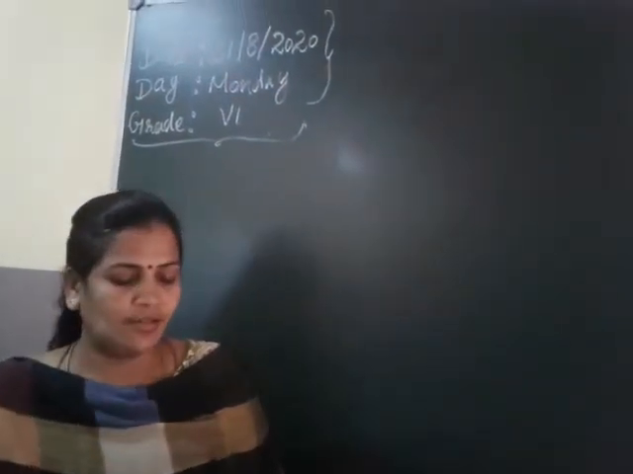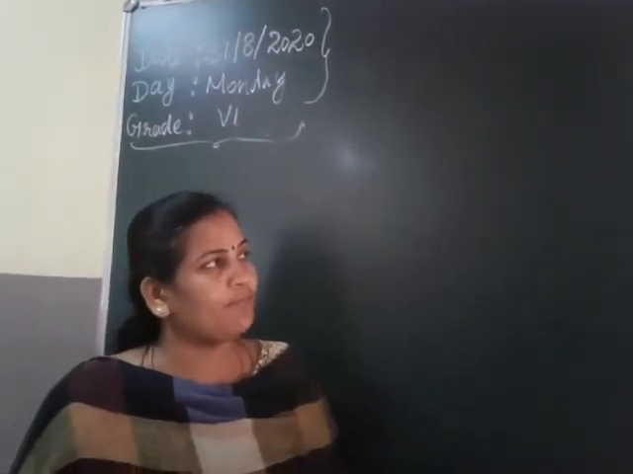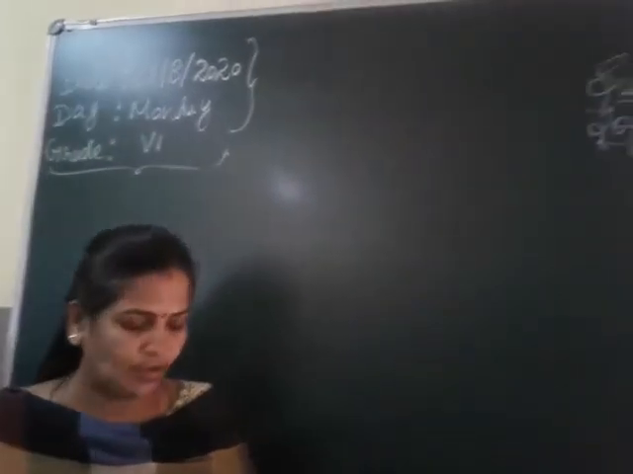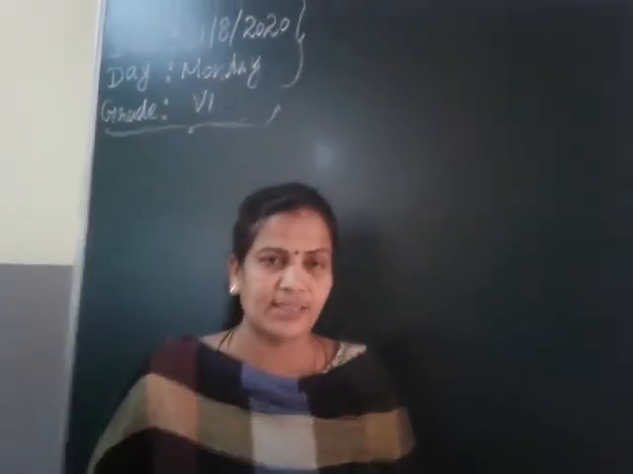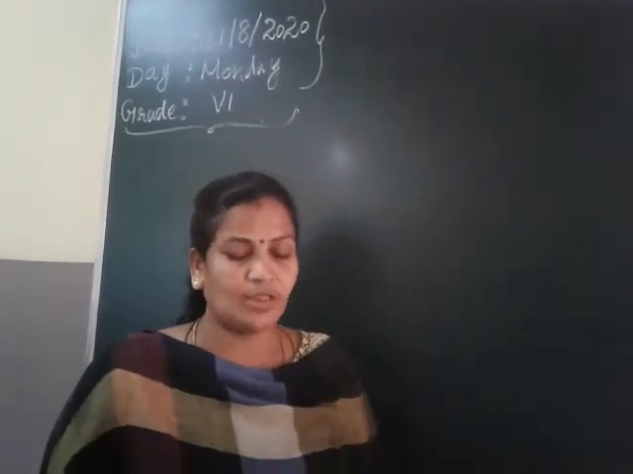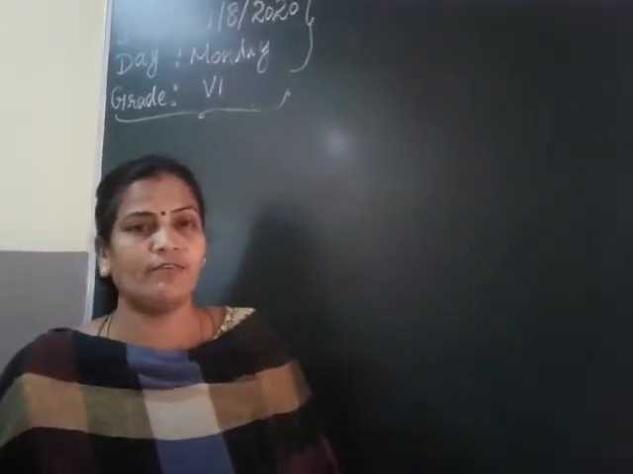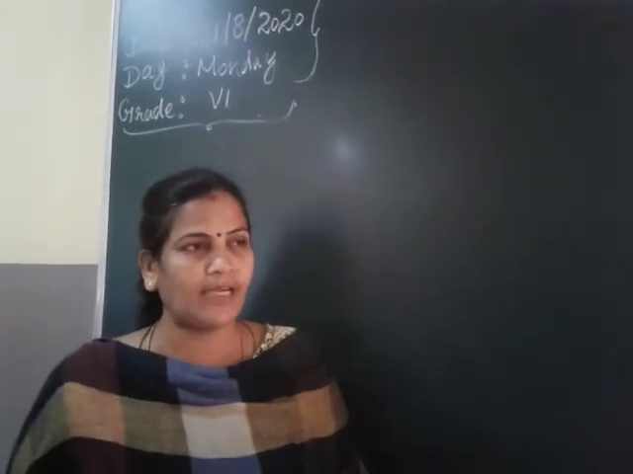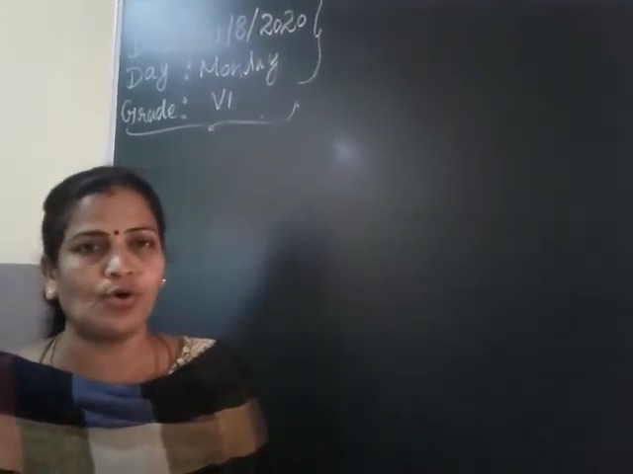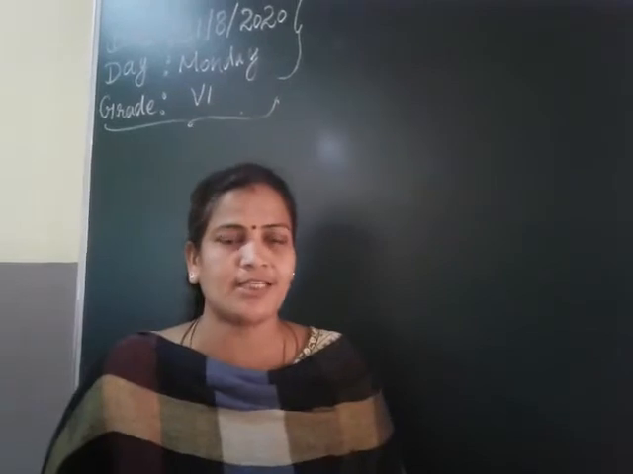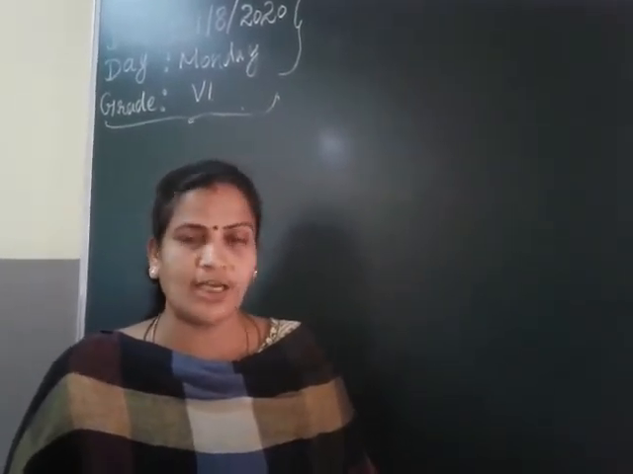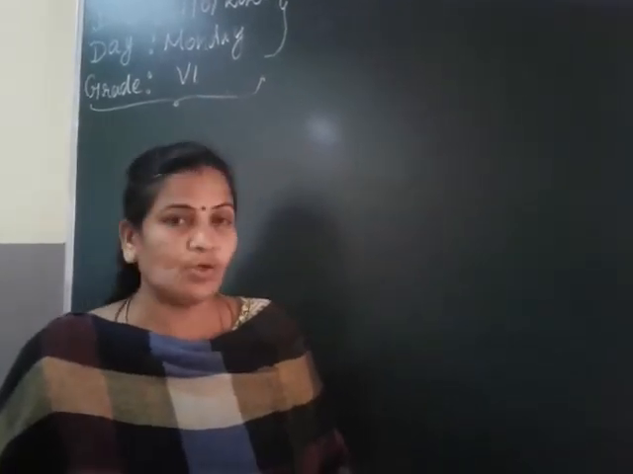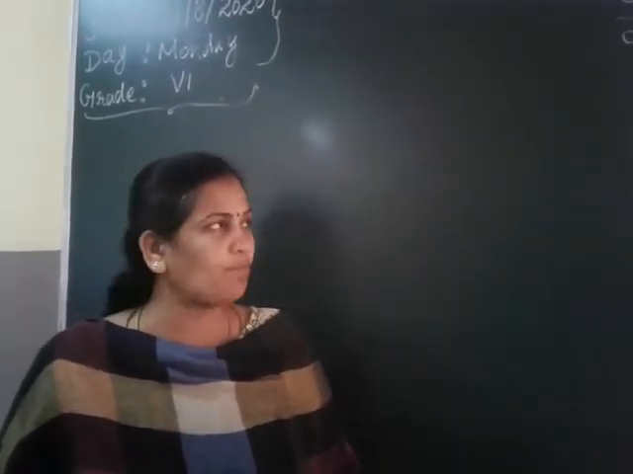Good morning children. We started our new chapter, Playing with Numbers, the third chapter. In the chapter we already finished what prime numbers are, what composite numbers are, what factors are, what multiples are, and the rules for the divisibility tests: divisibility by 2, 3, 4, 5, 10, 6, 8. These are all the tests we learned in the last session. By using these rules we did the 3.3 exercise.